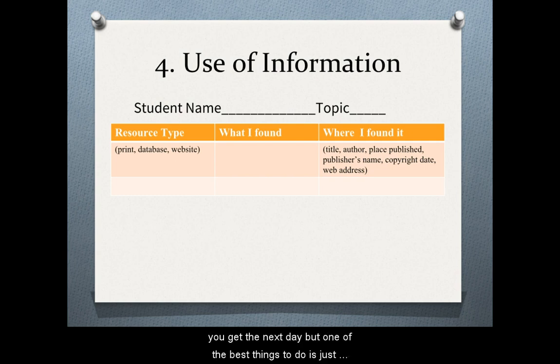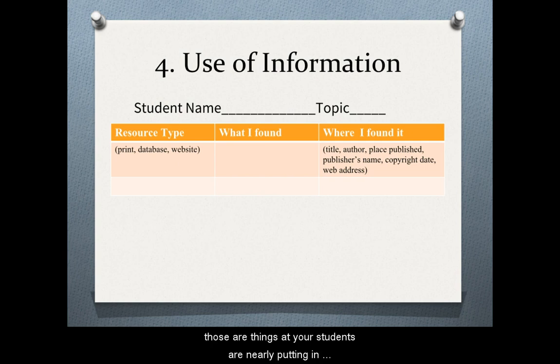But one of the best things to do is just break it down, and this can go all the way up to senior high school. Have the student document what resource type they were using, have another column, what did they find from that resource, and then where did they find it? At least get down the title, the author, the place it was published, the web address, the copyright date.